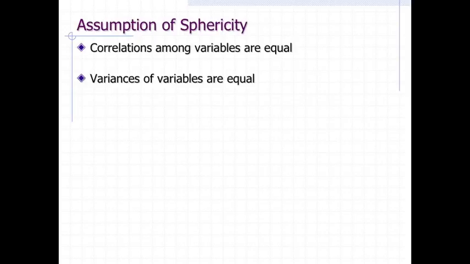Within subjects ANOVA makes a restrictive assumption about the variances and the correlations among the dependent variables. Although the details of the assumption are beyond the scope of this book, it is approximately correct to say that it is assumed that all the correlations among variables are equal and all the variances are equal.